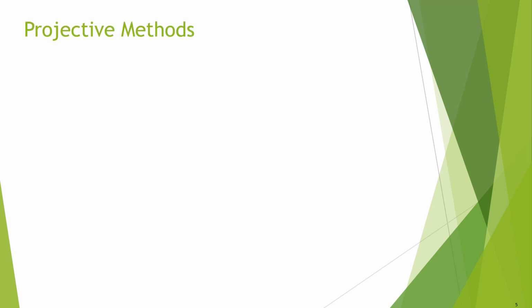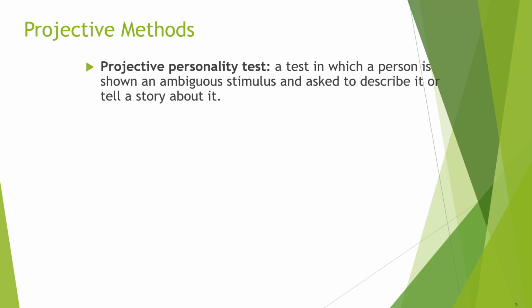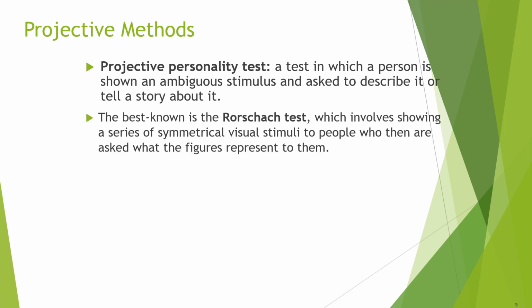Now, we also have the projective methods. The projective personality test is a test in which a person is shown an ambiguous stimulus and asked to describe it or tell a story about it. The most well-known of these projective tests is the Rorschach test, which you may have heard of previously. It involves showing a series of symmetrical visual stimuli to people who then are asked what the figures represent to them.